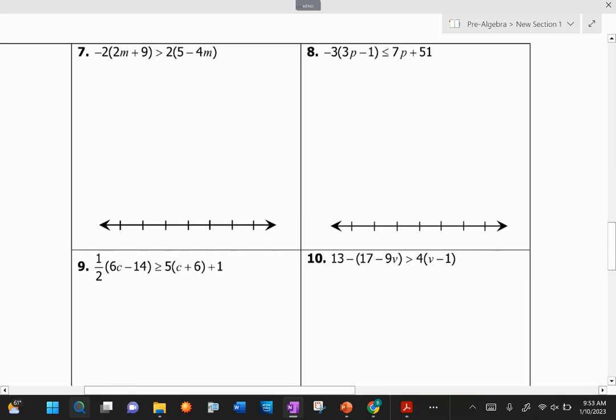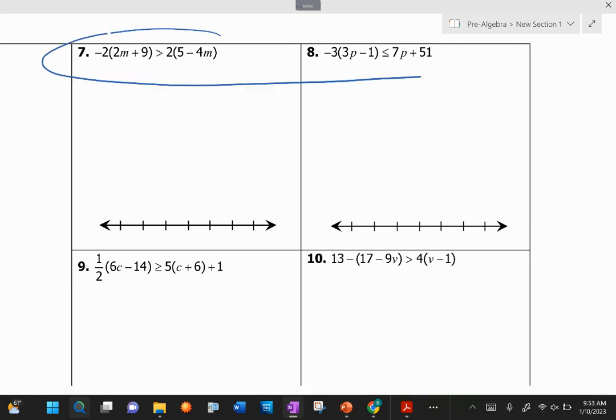I just want y'all to do a couple more. You and your table partner can decide. I want y'all to split 7 and 8. One of you do 7, one of you do 8. After you finish each of them, take turns, please, explaining yours to the other person.